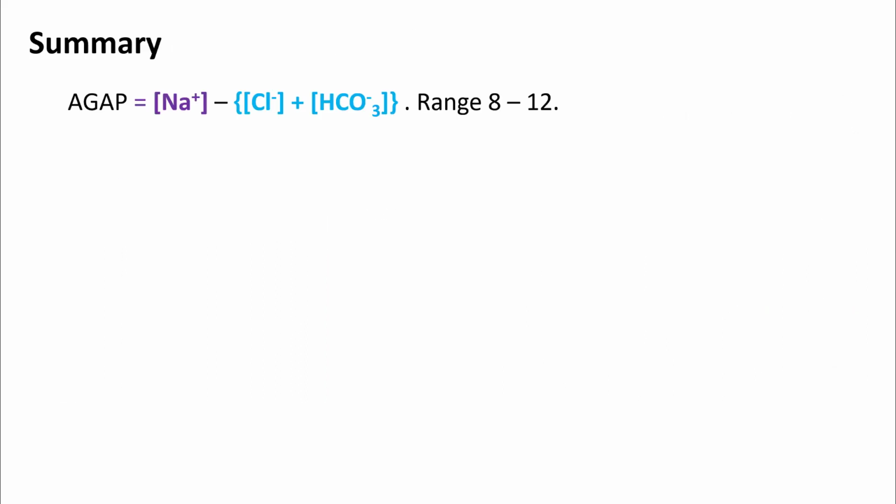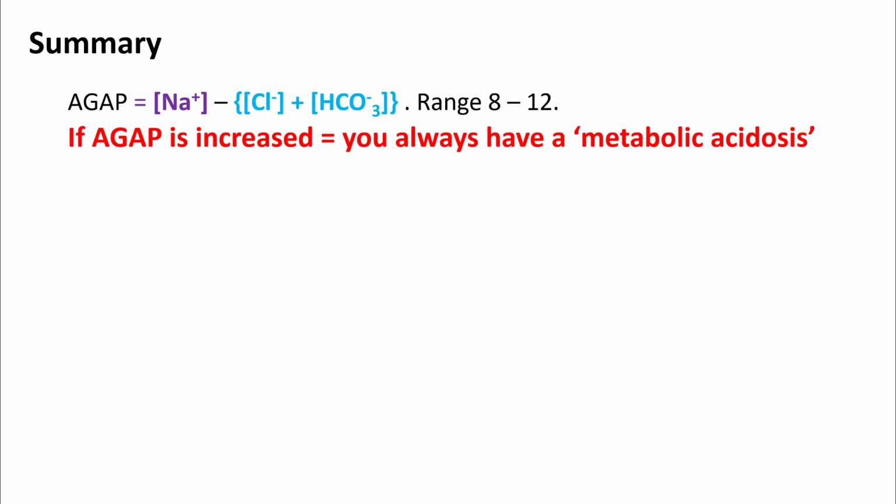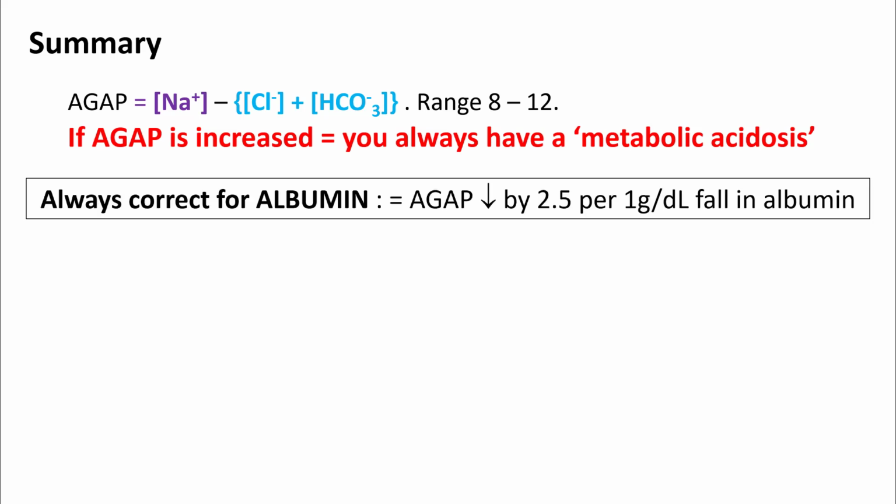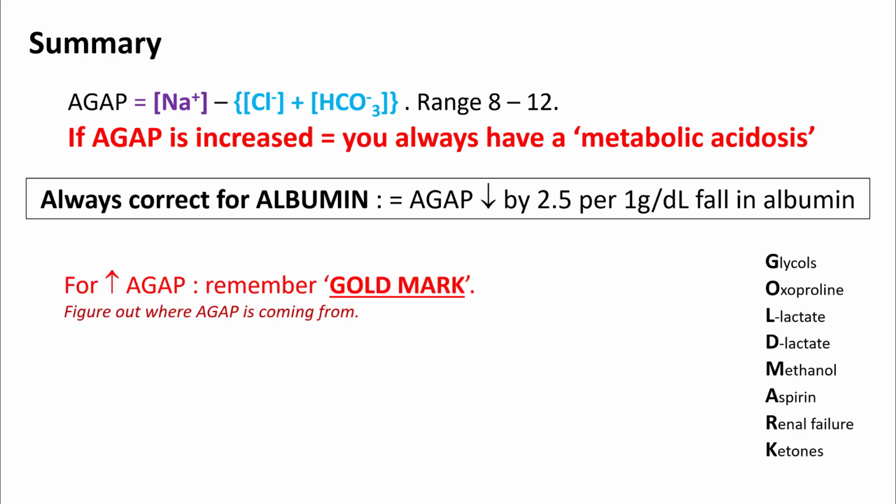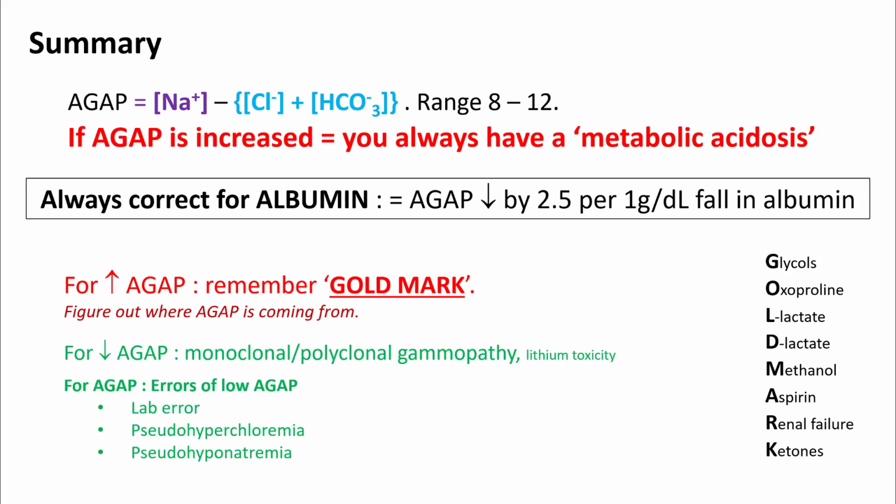So in summary, anion gap is difference between measured cation, that is sodium, and measured anion, that is chloride and bicarb. If anion gap is increased, you always have a metabolic acidosis. Always correct for albumin. Anion gap decreases by 2.5 per 1 gram per dL fall in albumin. For increase in anion gap, remember gold mark. Try to figure out where anion gap is coming from. For decrease in anion gap, think about monoclonal gammopathy, lithium toxicity, and other errors that can result in low anion gap, which are lab errors, pseudohyponatremia, and pseudohyperchloremia.